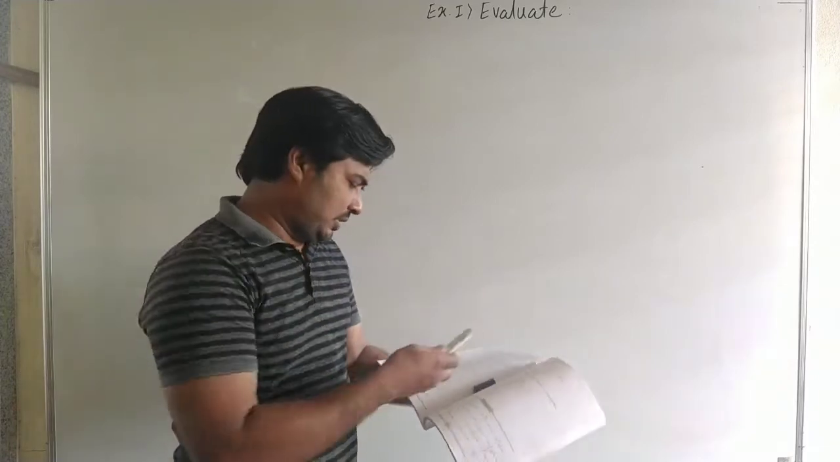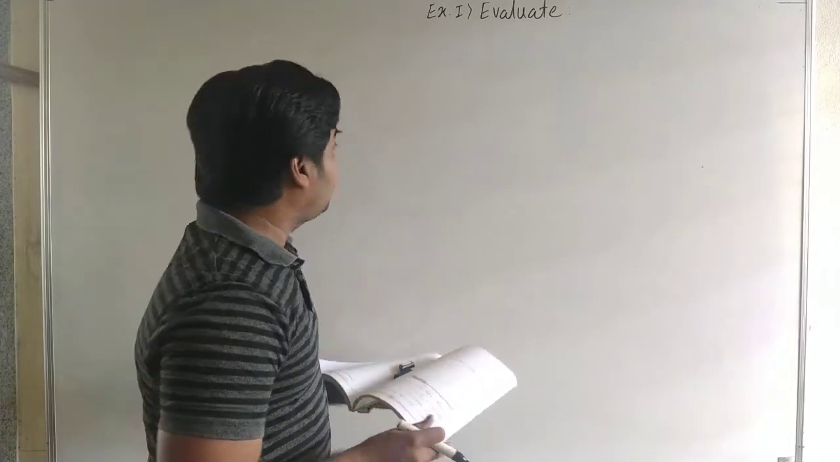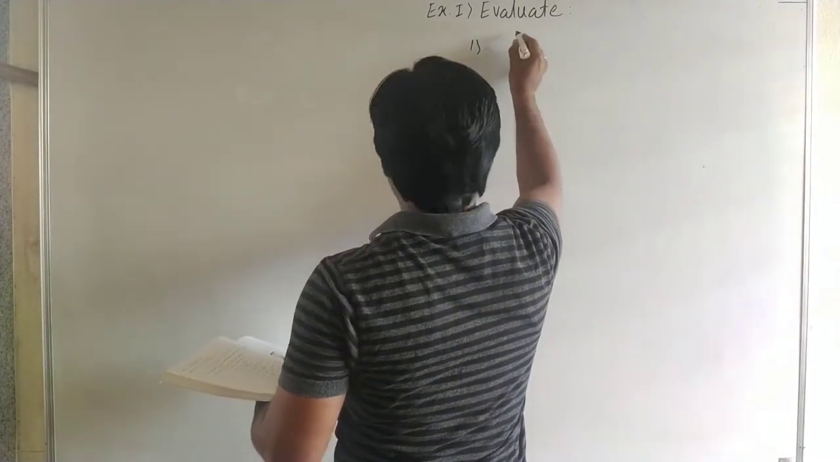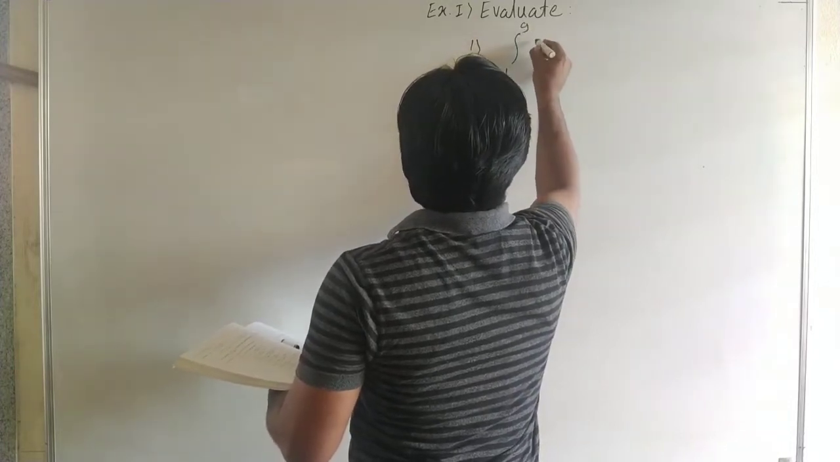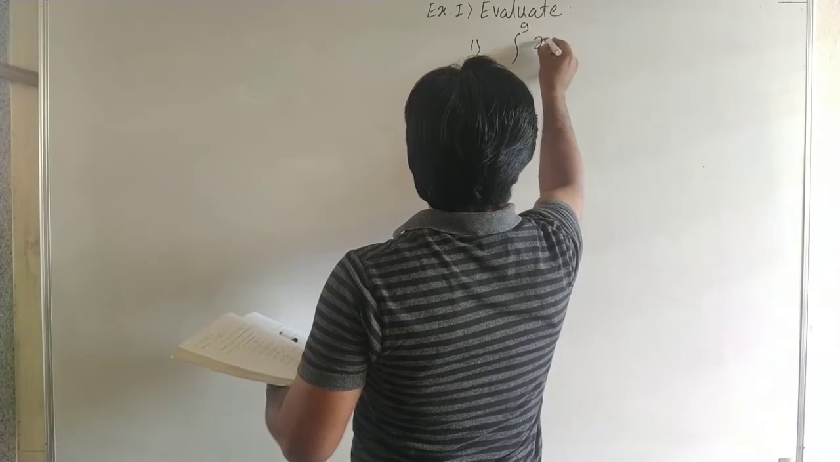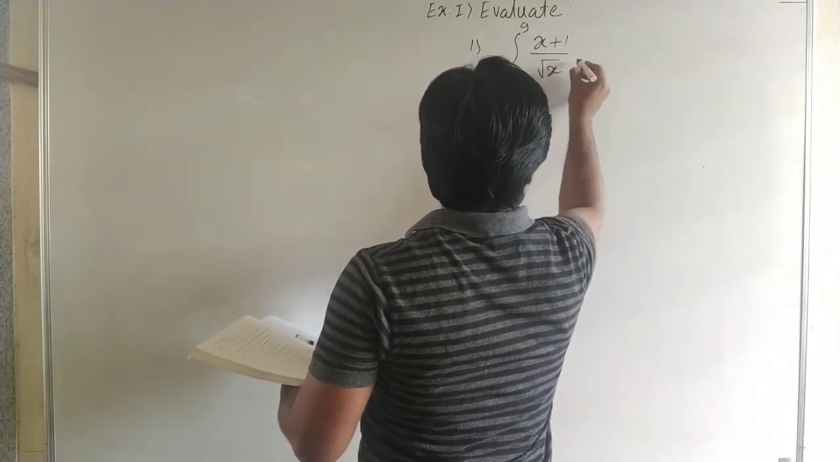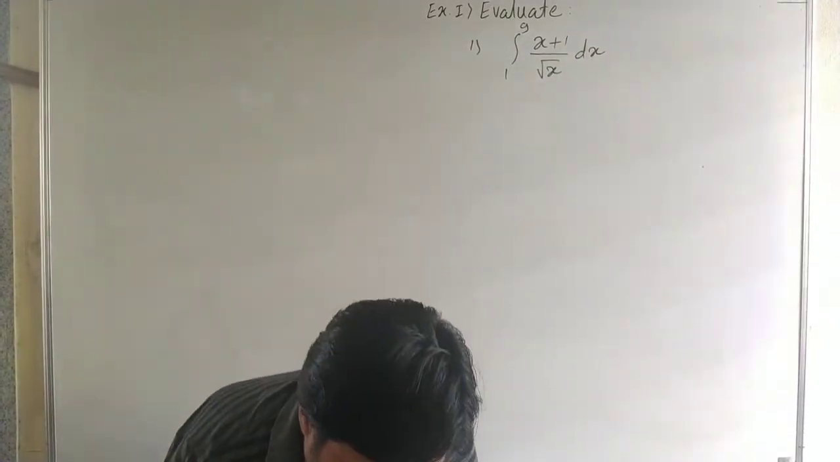Now here are the examples in exercise 4.2. First example: evaluate the integral from 1 to 9 of (x plus 1) upon under root x with respect to x. Okay. See this carefully.